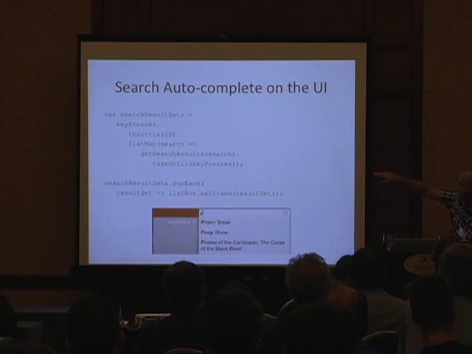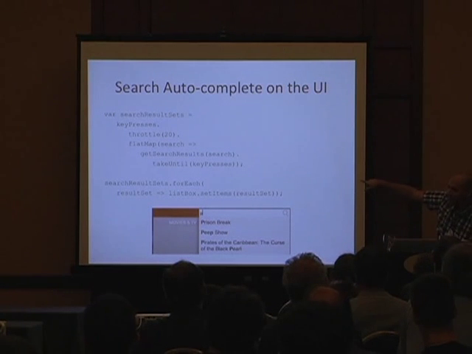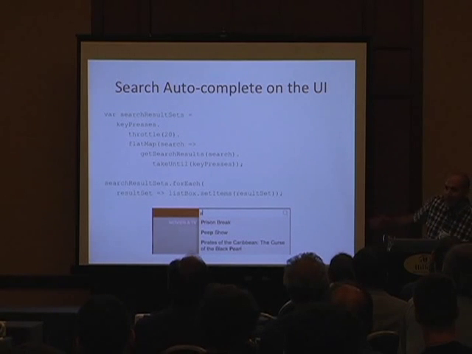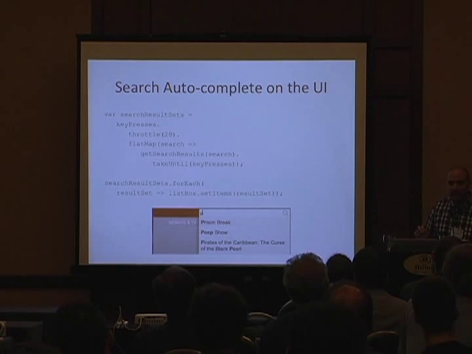I take all the key presses, I throttle them, I flat map over that, I grab the search. Sorry, there should be a map in there where I map from key presses to whatever's in the text box right now, so imagine that's in there. And then I grab the search results, and that essentially is going to return an observable of an array, say, of that set of search results. And then I take until, which limits that collection. As soon as another key is pressed, I essentially cancel that by closing the collection, by completing it.